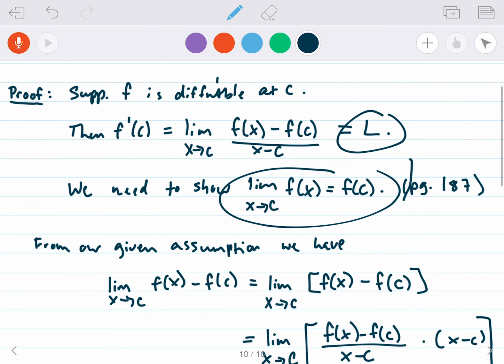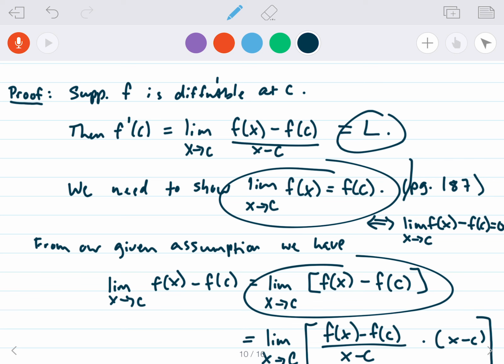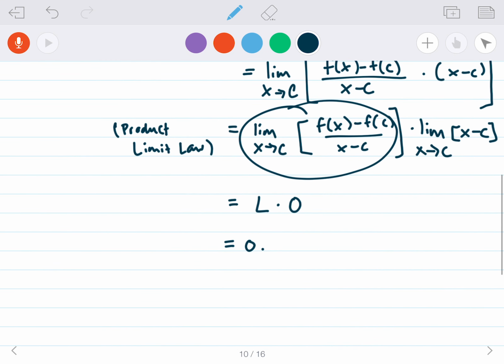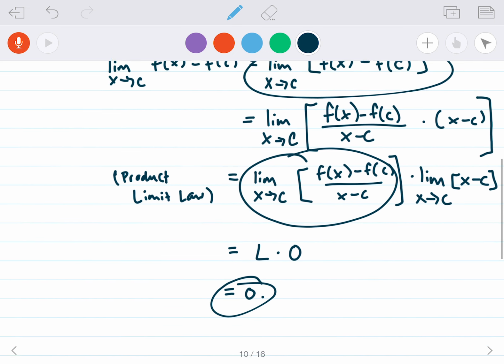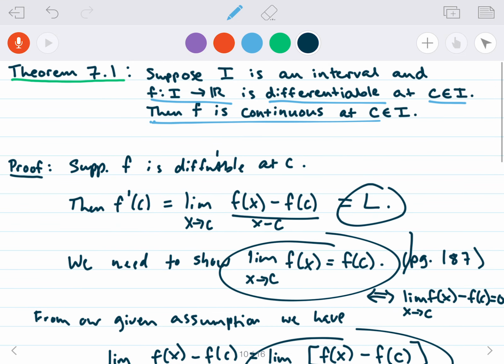Because we were trying to show this, but this is if and only if. If I subtract f of c, I get the limit of f of x minus f of c equals 0. And this is as x goes to c, which we said was equal to this, which we said was equal to this. So we indeed get 0 here, and so f is continuous at c if it is differentiable.